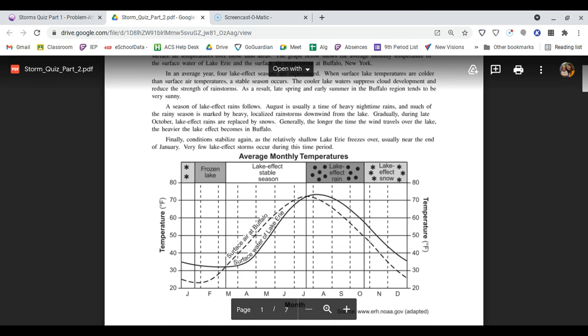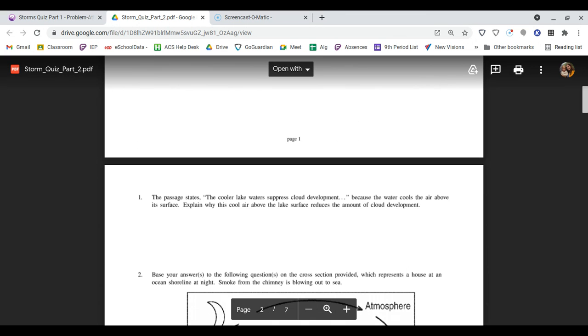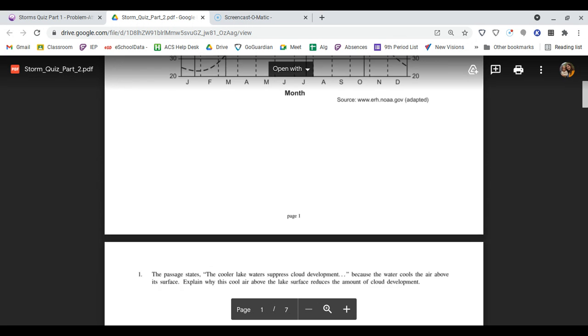And which one? He said number 6 you don't have to do on this one? All right, so number 6 you do not have to do. Let's take a peek at what number 1 wants. The passage states, the cooler lake waters suppress cloud development because the water cools the air above its surface. Explain why this cool air above the lake's surface reduces the amount of cloud development.